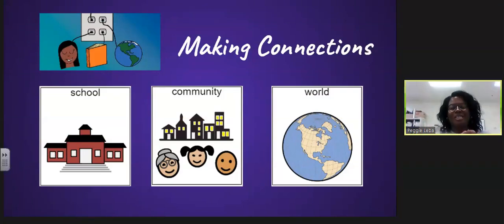Wow, that was good to see signs again about community safety signs. So let's move on to world signs, signs that you may see in another world versus here in the United States.